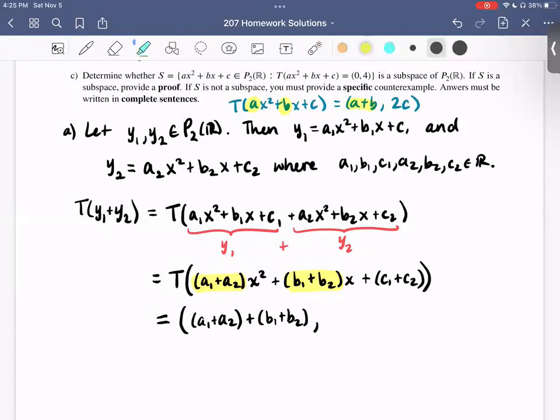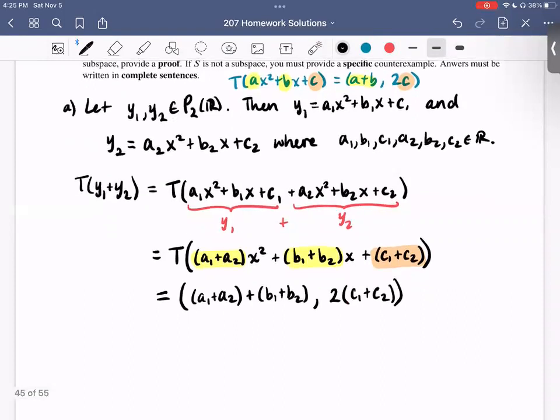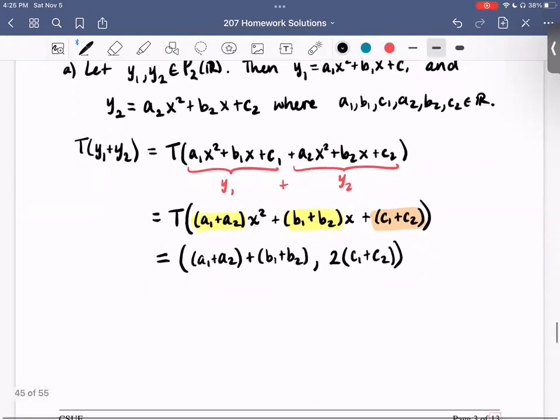The second component says take 2 times whatever the constant is in this polynomial. If I look back down here, the constant just looks like c1 plus c2. So I'm going to take 2 times that constant, c1 plus c2. Okay, let's pause for a second. We just applied the transformation to the sum, and I want to show that this is equal to what I would get if I had done T of y1 on its own plus T of y2. So let me pause and let's compute this.